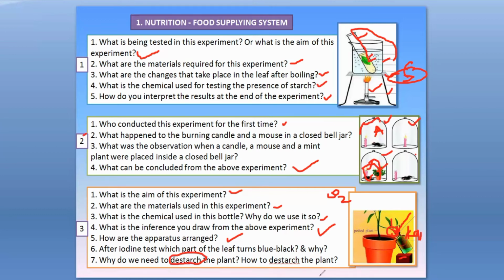Whatever starch is formed in the leaf before conducting the experiment, we have to remove. To remove the starch present in the leaf, we keep the plant in a dark place. When we keep it in a dark place, whatever starch is present is totally used up. With the empty leaves of the plant, we can conduct the experiment. So by keeping it in a dark room, we remove the starch. In this way, we can destarch the plant. Destarch means removal of starch from the leaves, by keeping the plant in a dark room or dark place.